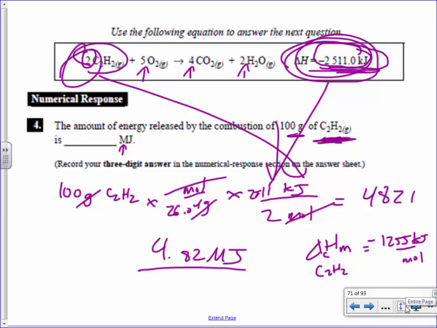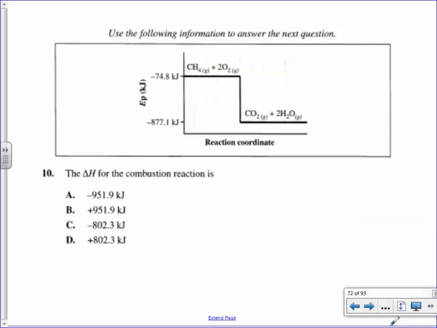One of the methods that I need you to be able to recognize, and I feel, again, pretty confident that they're going to do this to you, is being able to read a graph. This one's pretty straightforward. Here's a graph. Tell me what the delta H is. Take a second to look it over.